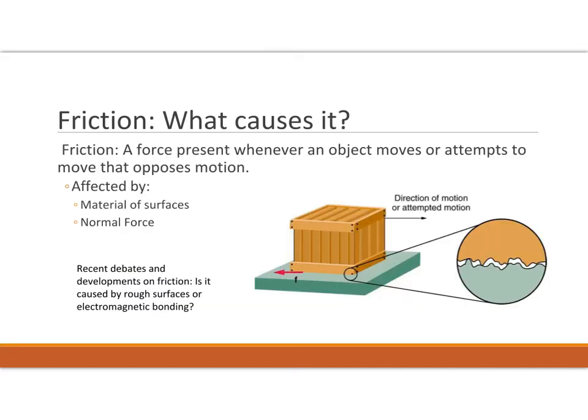Okay, so friction is when a force is present whenever an object is moving across another object. The amount of friction can be caused by the material of the surface and also the normal force. So the material of the surface, if something is more rough at the microscopic level, it's going to have more friction. Normal force, though, we'll talk about what that is in a minute.